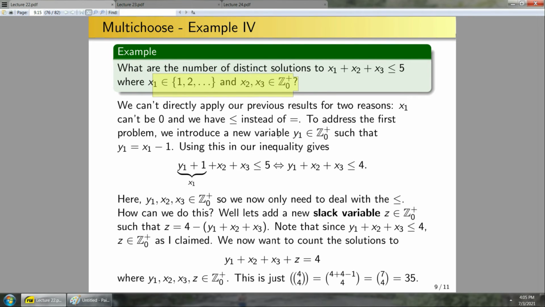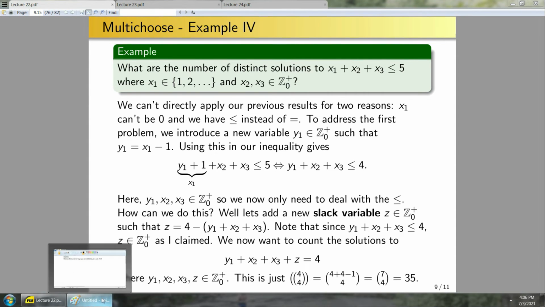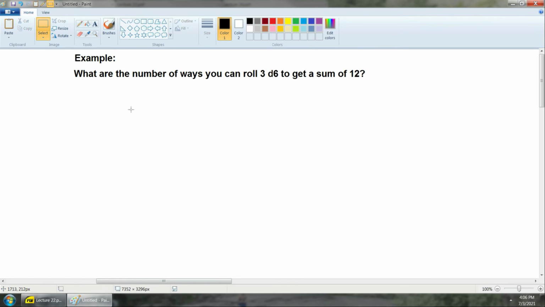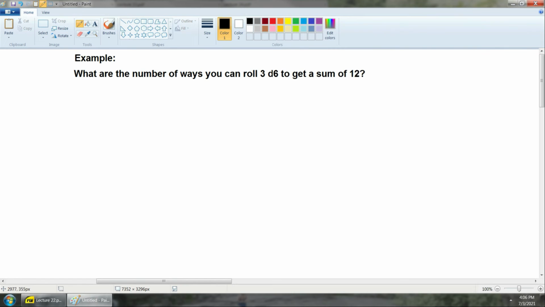So this process of turning a problem like this into a problem like this that I can handle is very important, and you definitely should make sure you understand this example. Now let's look at another example purely in Paint, and then I'll add it as a formal slide after I'm done. Example: what are the number of ways that you can roll 3d6 to get a sum of 12? Here, this problem is similar to these type of problems, but I have an extra restriction, and you're actually going to have a homework problem similar to this, so that's why I'm adding this now.